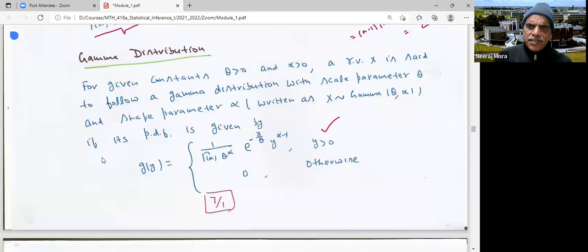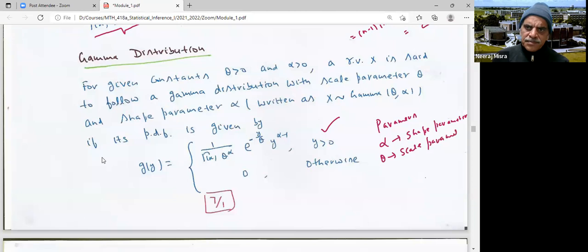So it has two parameters, alpha, which is called a shape parameter. Why is it called a shape parameter? Because as you vary alpha, your PDF of gamma has a different shape. So alpha determines the shape. Theta is the scale parameter.